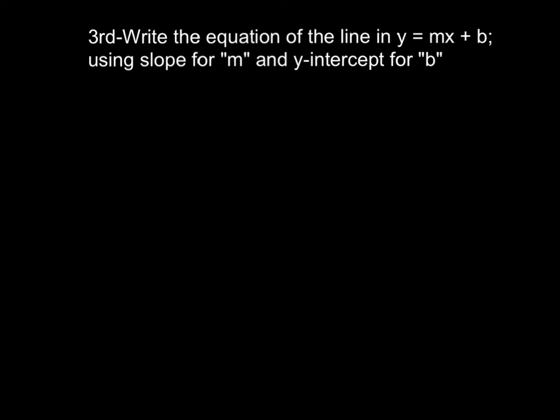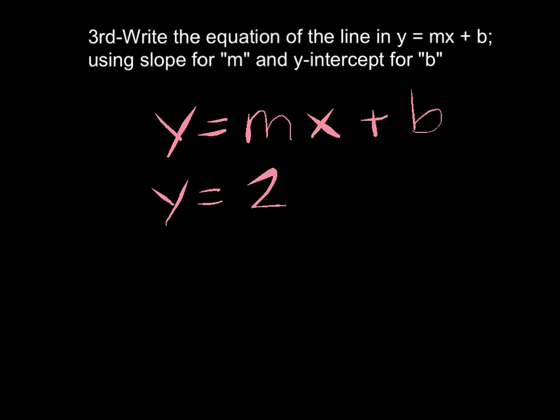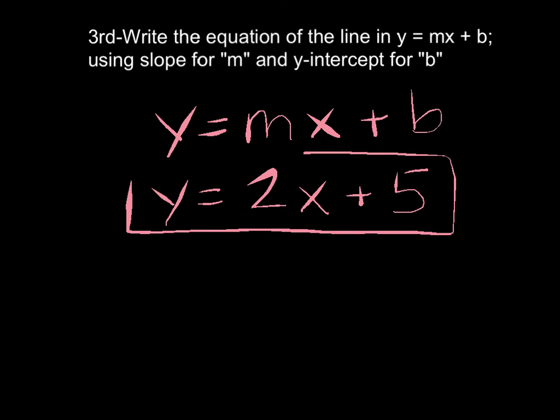Alright, the very last step is to combine step 1 and step 2. I'm going to combine my slope and my y-intercept, or the letter m and the letter b. So I want to write my equation in this format: y equals slope x plus y-intercept. So my slope was 2, so y equals 2x. My y-intercept, also called b, was 5 and was positive, so it's plus. So my equation of the line is y equals 2x plus 5.